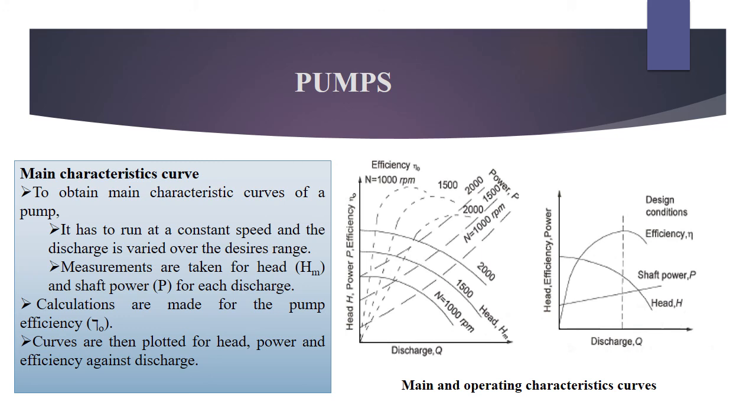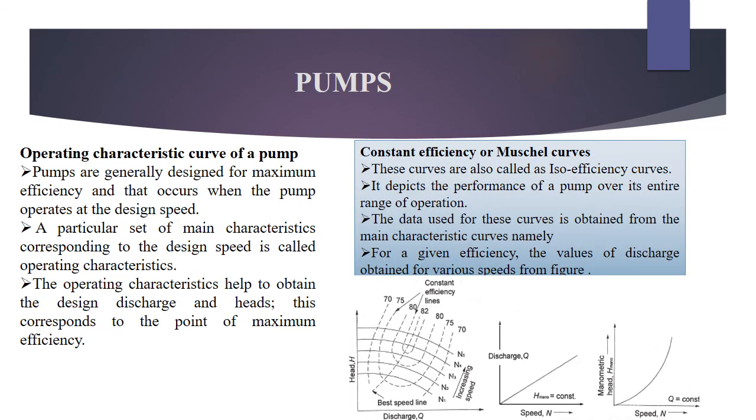Main characteristic curve. The right side diagram shows clearly how to make as well as find this curve based on the efficiency as well as discharge. Operating characteristic curve of a pump. Pumps are generally designed for maximum efficiency, and that occurs when the pump is operated at the design speed. A particular set of main characteristics corresponding to the design speed is called operating characteristics.